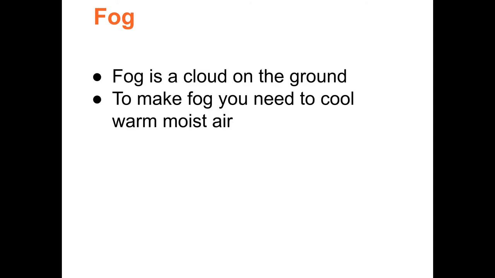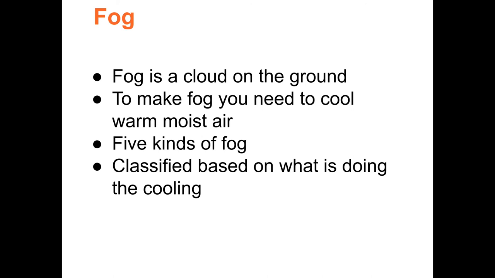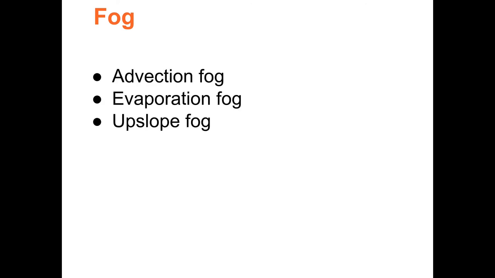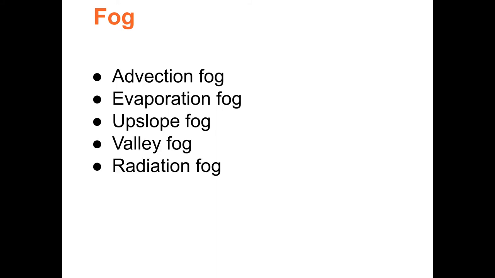Fog. All right. Fog is a cloud on the ground. To make a cloud, you need to have warm, moist air and something to cool it. So you start with warm, moist air, and the five kinds are classified based on what's doing the cooling. So advection fog, evaporation fog, upslope fog, valley fog, and radiation fog are the five types of fog.